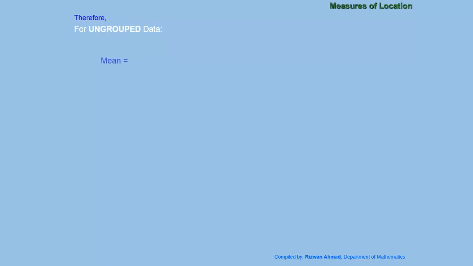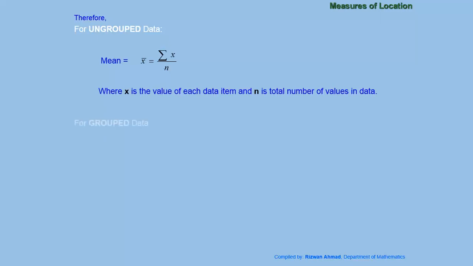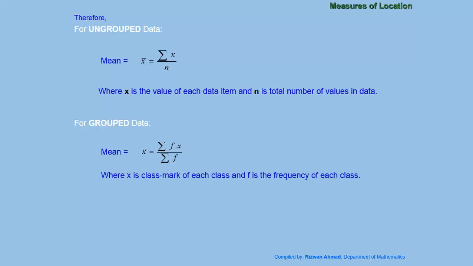So therefore, for ungrouped data, the mean is equal to x bar, which is equal to sigma x over n, where x is the set of each data item and n is the total number of values in the data. And for the grouped data, mean x bar is equal to sigma fx over sigma f, where x is the class mark of each class and f is the frequency of each class. So remember that sigma f is always equal to n. So the sum of all the frequencies is equal to the total number of values in the data.